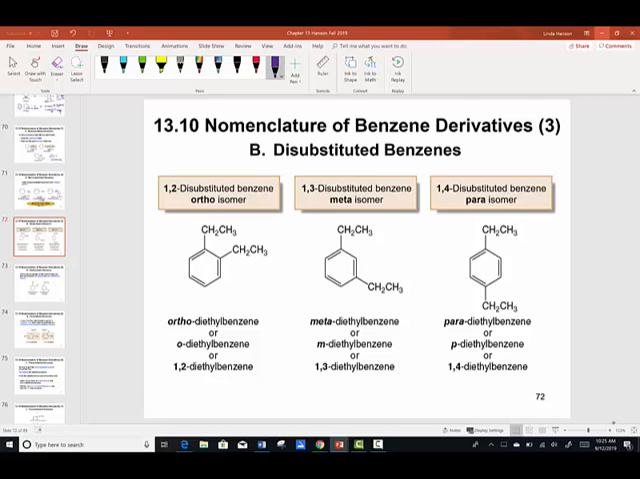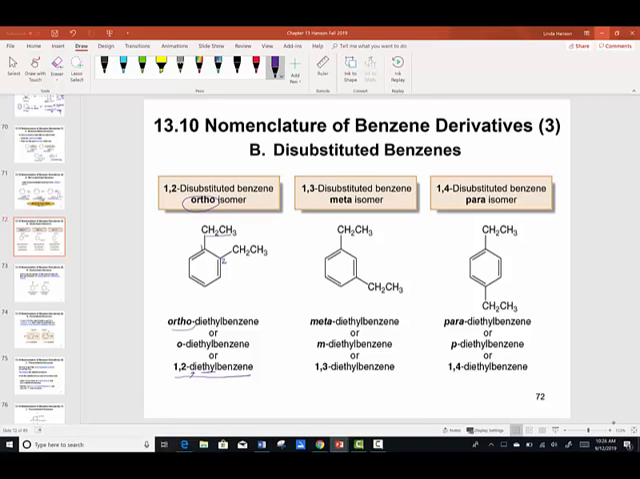Oftentimes, instead of using numbers, 1,2 or 1,3 or 1,4, what you'll see instead are prefixes that we will denote those positions as. Here I have an ethyl group in position 1 and position 2 on a benzene ring. You may say that as 1,2-diethylbenzene. In position 1 and 2, there is a group of ethyl, so the di tells me there's 2 of them on a benzene ring.